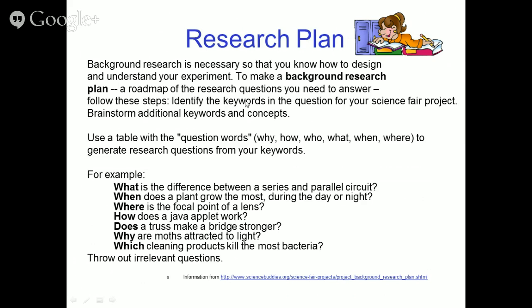Follow these steps. Identify the keywords in the question for your science fair project. Brainstorm additional keywords and concepts. Use a table. Table came up again. Use the question words why, how, who, what, when, where to generate research questions from your keywords. For example, what is the difference between a series and a parallel circuit? When does a plant grow the most, during the day or night? Where is the focal point of a lens? How does a Java applet work?